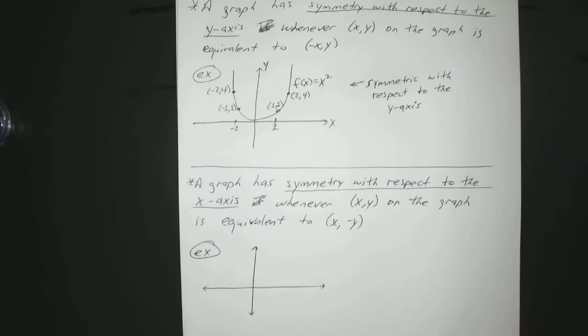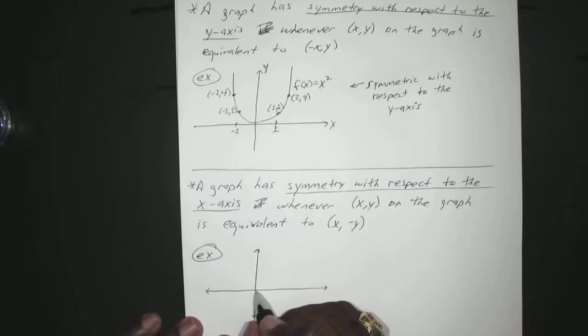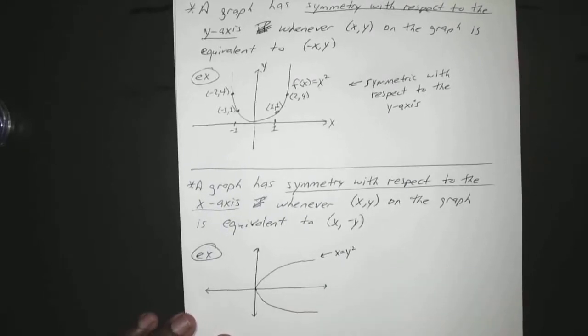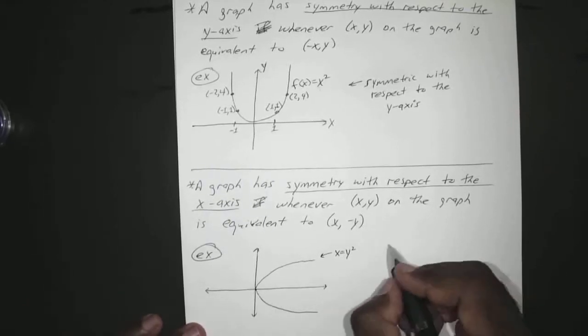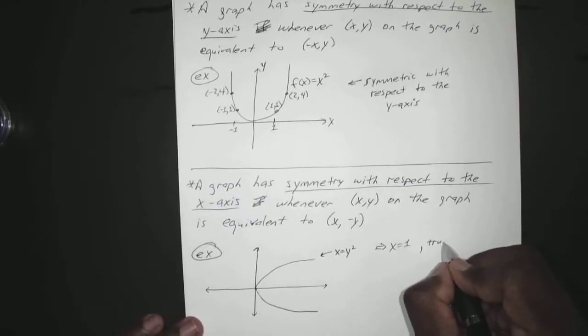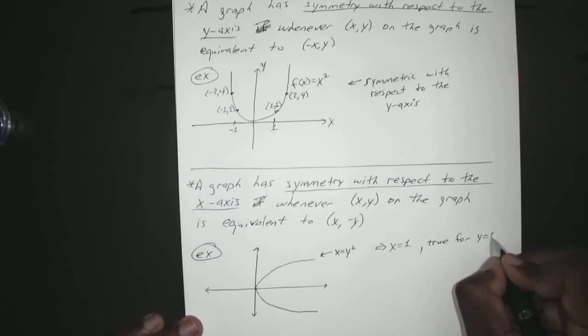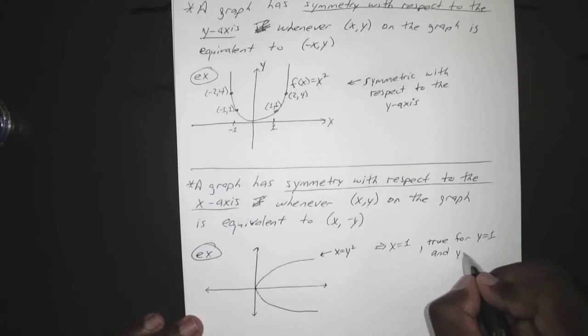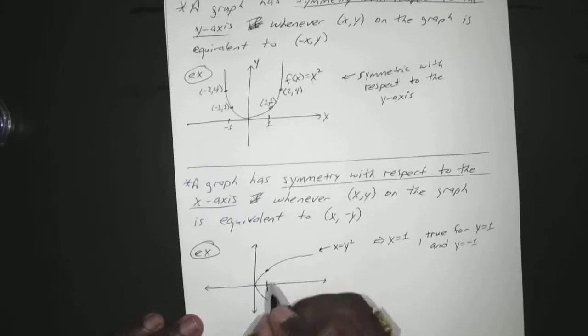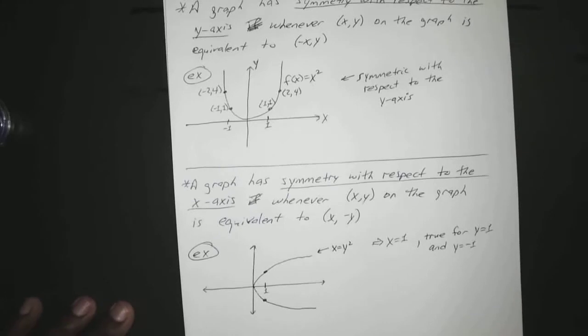y equals x squared, let's say if we have x equal y squared, which is the same graph, the only difference is it's on its side. So x equals y squared. Okay. So here, if you plug in x equals 1, that will be true for y equals 1 and y equals negative 1. So you have x equals 1, y equals 1 and negative 1 would be true for that one.